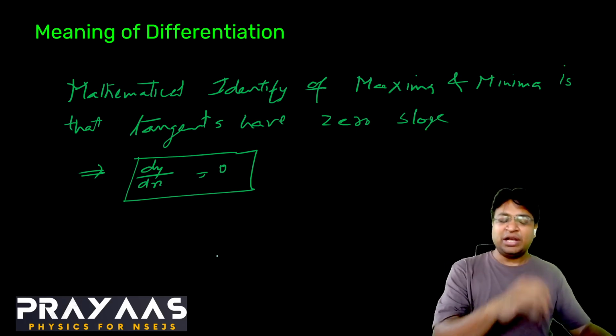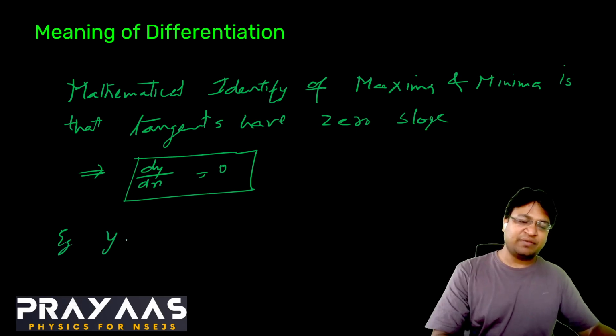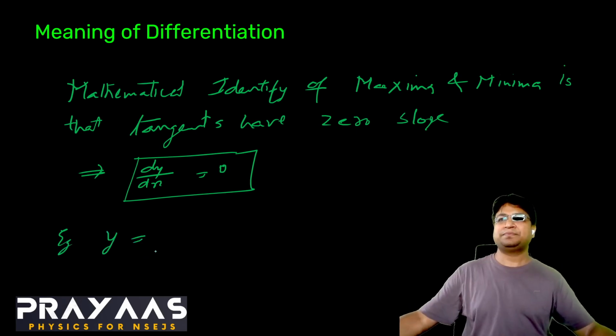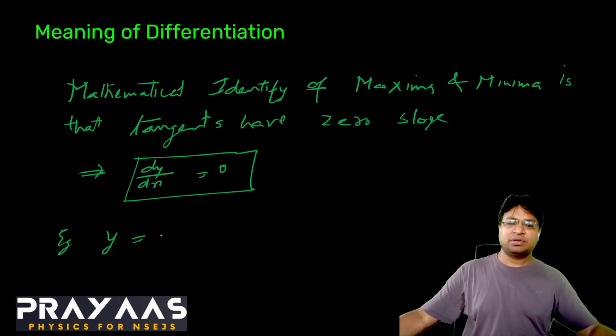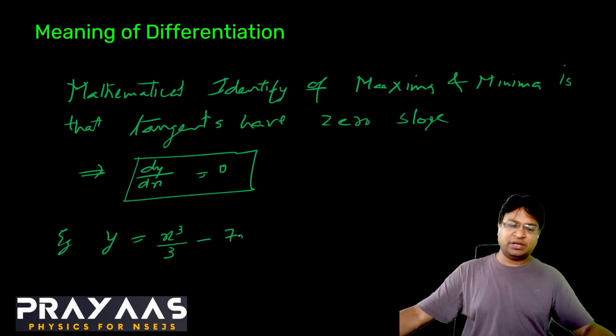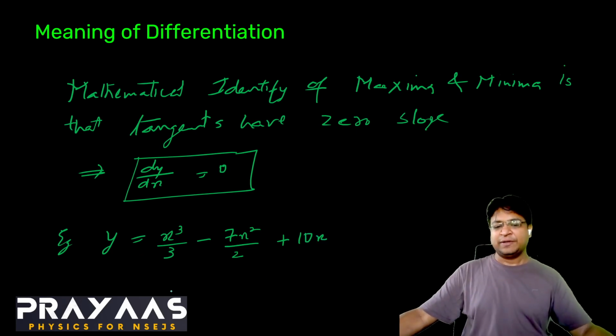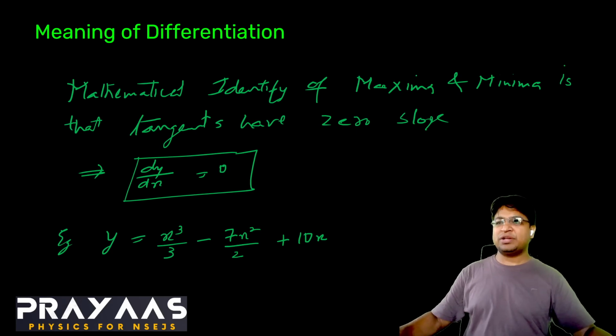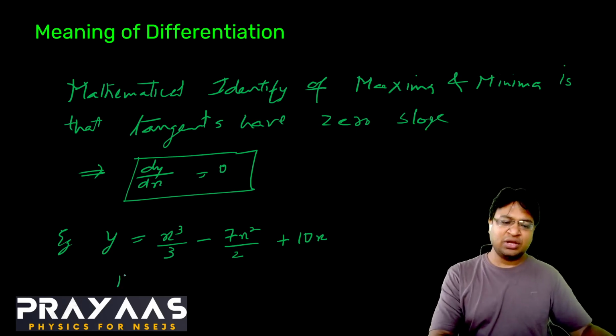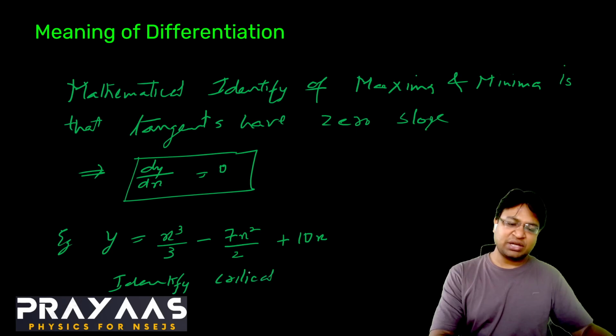Now let us take an example. Let's say y was given to us as x cube by 3 minus 7x square by 2 plus tan x. Now I want to know the points where a maxima or minima can exist. So I write this question: identify critical points, that is, where maxima can exist and where minima can exist.